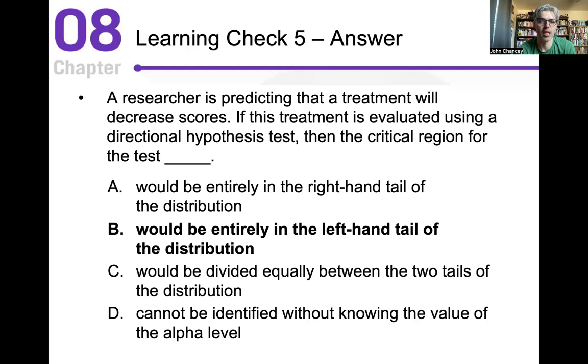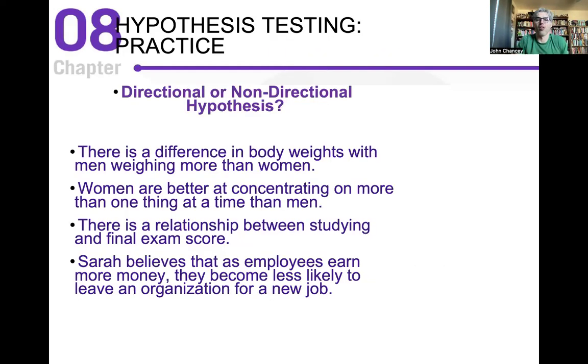Okay, we're back. It is B, entirely in the left-hand side. So if you're making that specific prediction that the scores will decrease, you're focusing on the left-hand side. If you said it would increase, you'd be on the right-hand side. All right, here's some quick practice. Make sure you understand the difference.